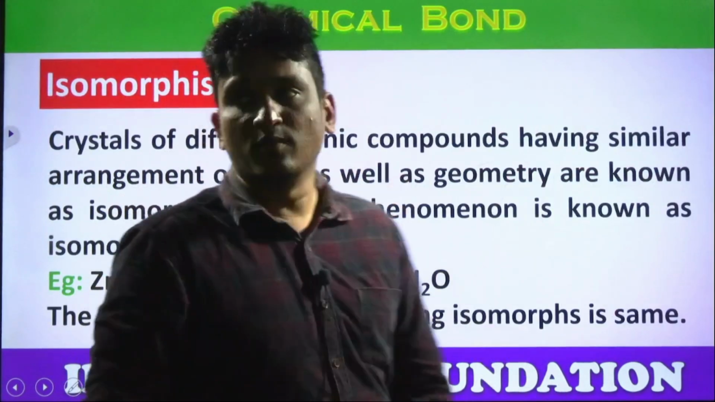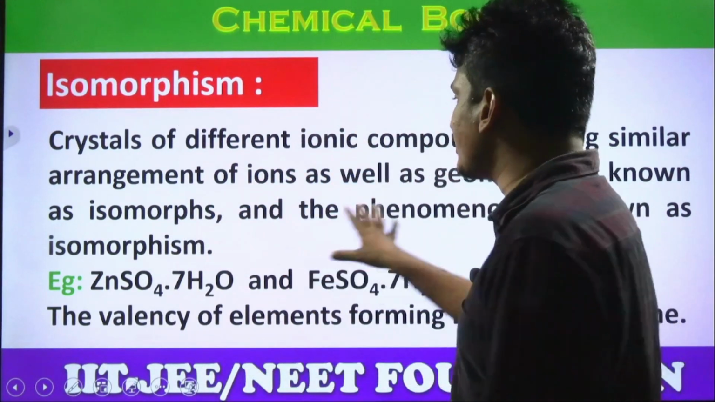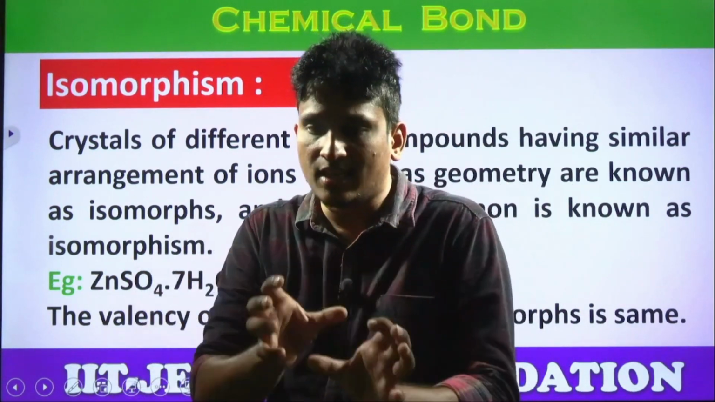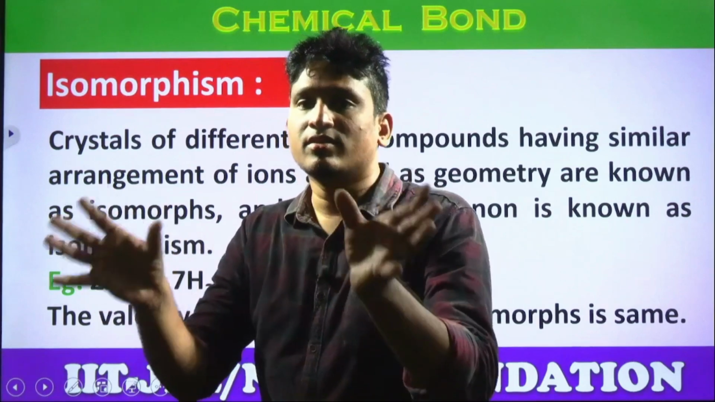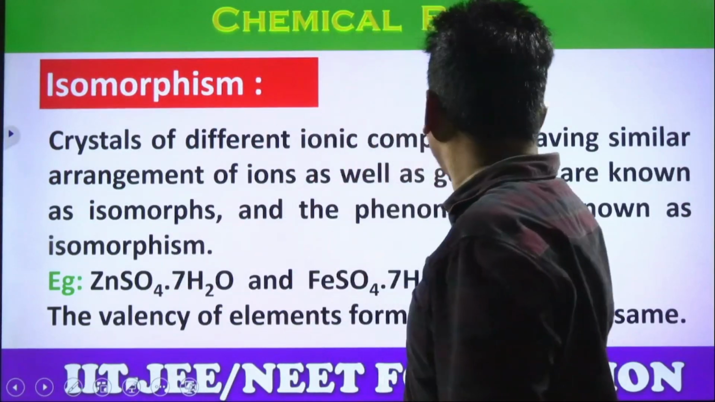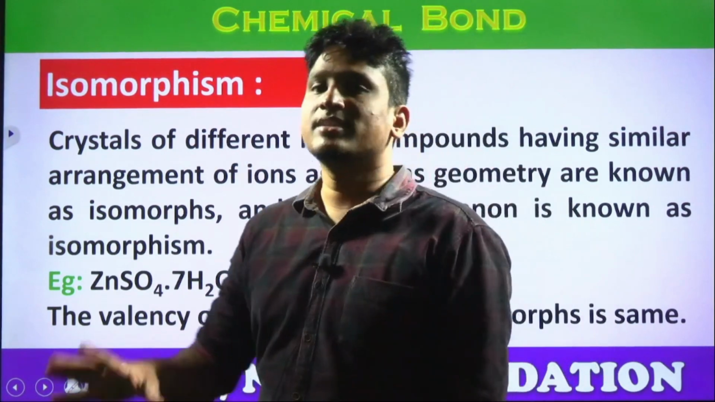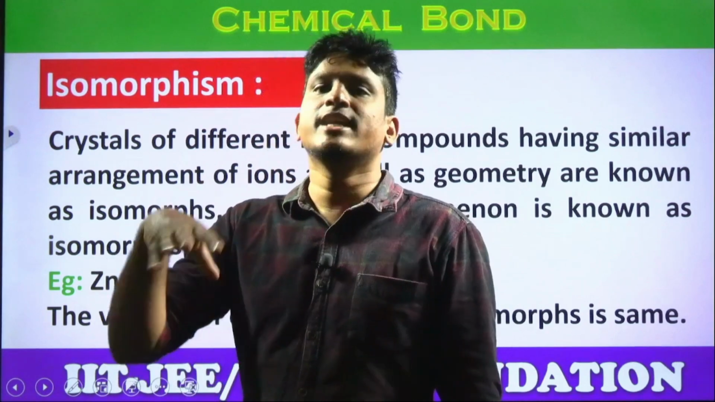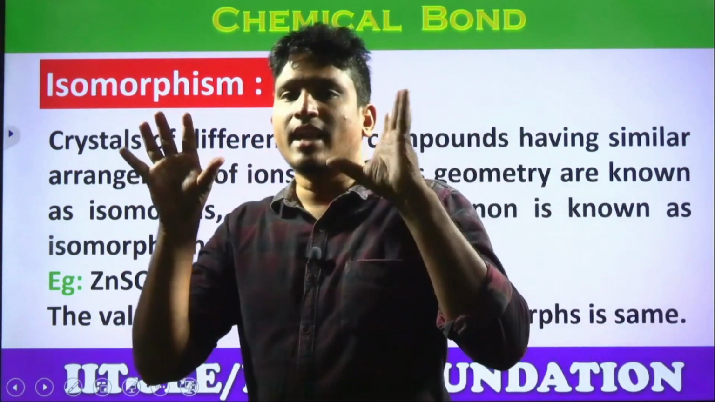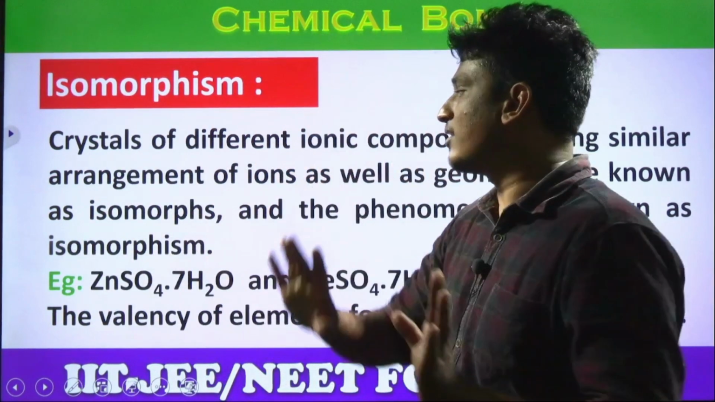Next, isomorphism. Crystals of different ionic compounds having similar arrangement of ions. I have already told you how all these ions are arranged, not like a single molecule. All these ions are arranged by opposite ions. So a similar arrangement of ions as well as geometry is known as isomorphism. That means they have the same shape and same arrangement. Compounds with similar sizes, similar arrangement of ions and similar shapes are called isomorphs, and the phenomenon is called isomorphism.